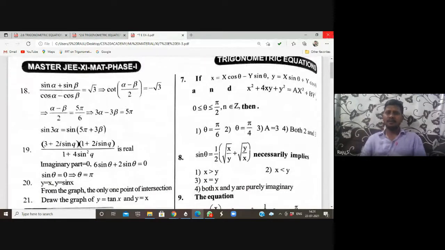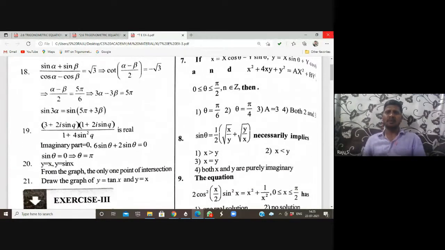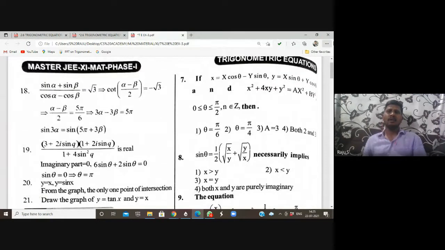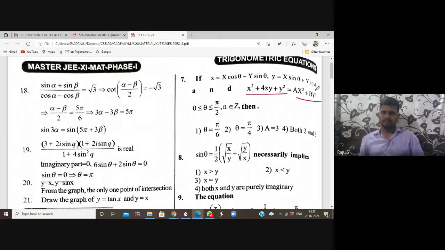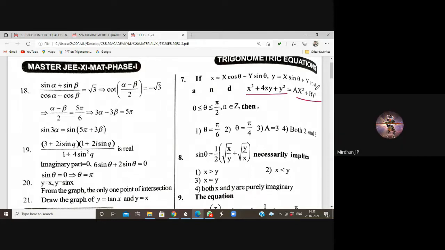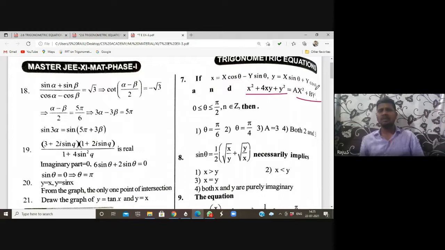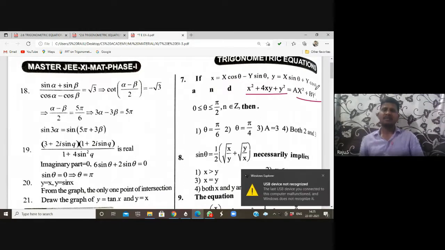Yeah, students. Here they have given small x value and small y value. Am I right? Small x and small y is given. Fine. And here clearly they have given one equation: x square plus 4xy plus y square should be equal to a into capital X square. Sir, option verification, sir. Yeah, do the option verification, no problem. Which of the options is correct then?